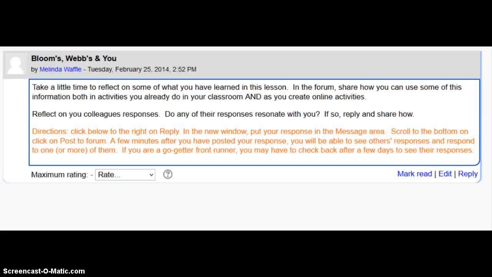After the lesson, we again follow up with a discussion. In this one, you are asked to share how you can use some of the information in the activities that you already do in your classroom and as you create online ones. Then you're asked to reflect on your colleagues' responses. Make sure that you reply and share how their responses have resonated with you.